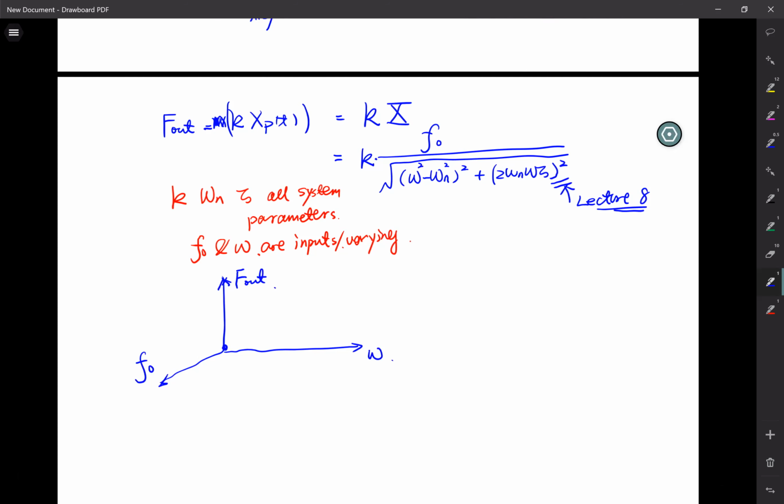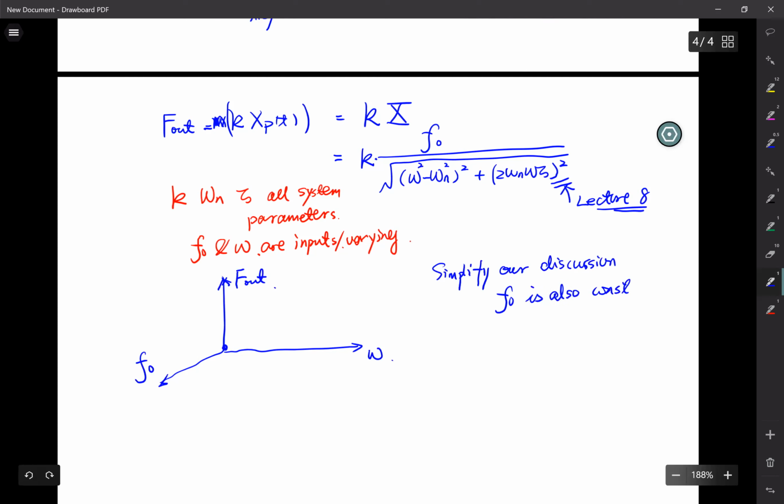And let's simplify the discussion. So we can do the discussion in 2D. Let's simplify it as F naught is also constant. So in this case, F naught is constant, so then you don't need 3 axes. You just need 2 axes. And then we're trying to investigate how it looks like.